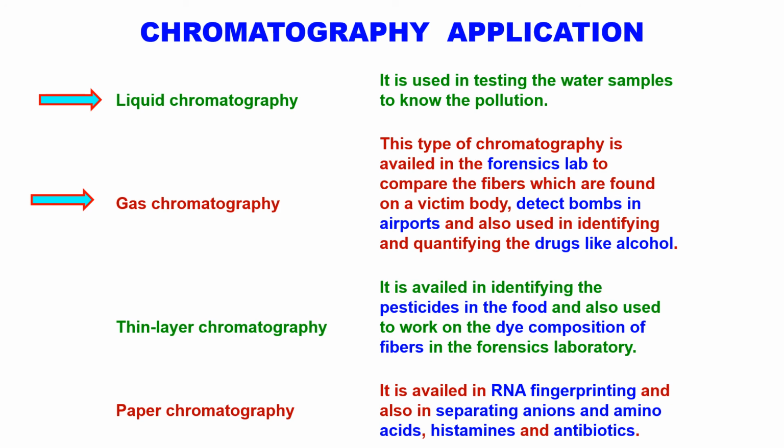And thin layer chromatography is used in identifying pesticides in the food or the dye to identify the dye composition of the fibers, again in the forensics laboratory. Paper chromatography is used in RNA fingerprinting and in separating components such as anions or amino acids or histamines and antibiotics.